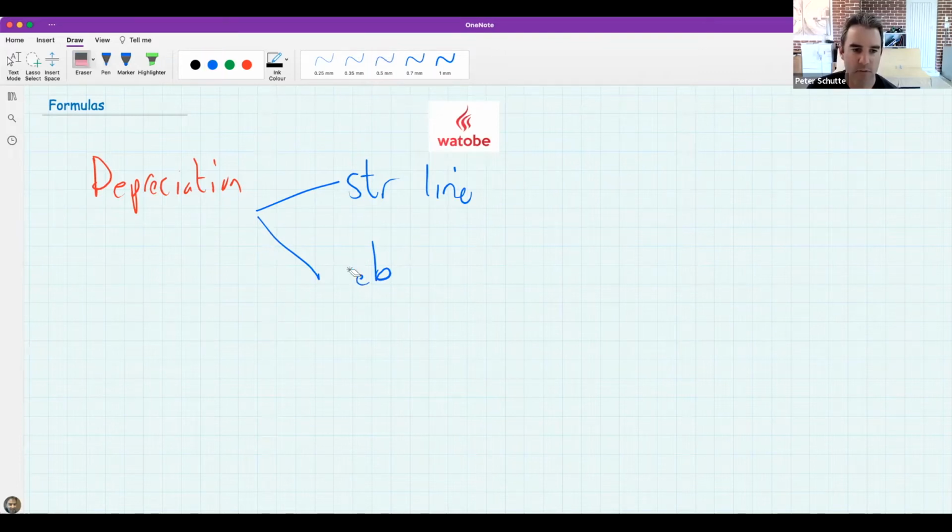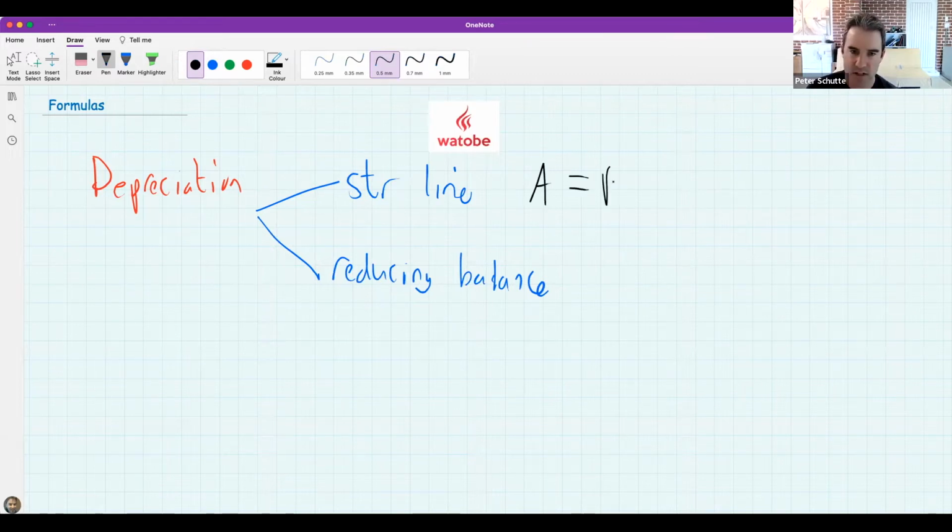So let me reducing balance depreciation. And knowing which formulas go with which is important. So straight line depreciation is kind of like the cousin of simple interest. And so the only difference in the formula is going to be like that.